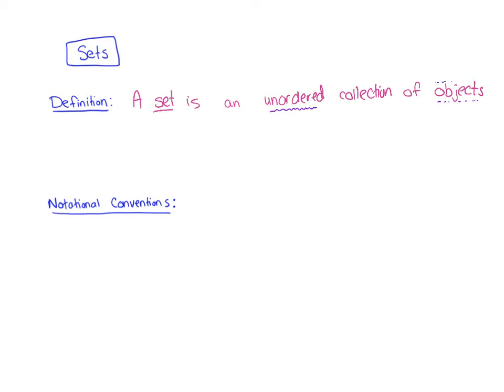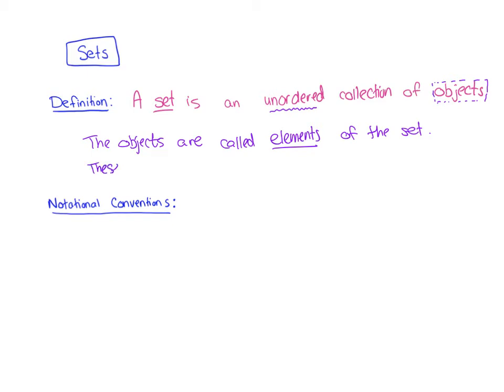So these objects, the things that make up the set, are called elements of the set. So we have these sets, which are collections of objects. The objects in that set are called elements of that set. And we say that these elements either belong to or are contained in the set.